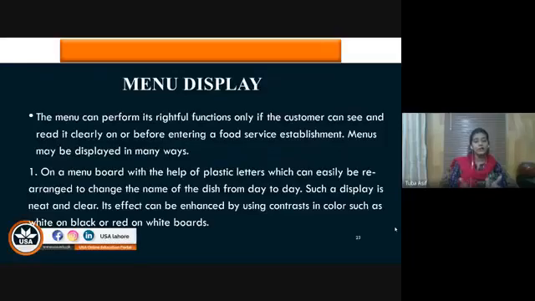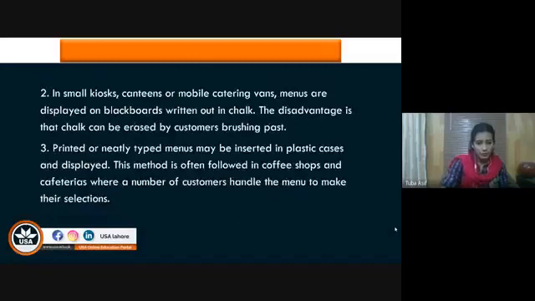Its effect can be enhanced by using contrast in color, such as white or black or red on white boards. In small kiosks, canteens, or mobile catering vans, menus are displayed on blackboards written out in chalk. The disadvantages are that the chalk can be erased by customers, or anyone can do some mischief by removing your content from the chalkboards. Printed or neatly typed menus may be inserted in plastic cases and displayed. This method is often followed in coffee shops and cafeterias where a number of customers handle the menu to make their selections.